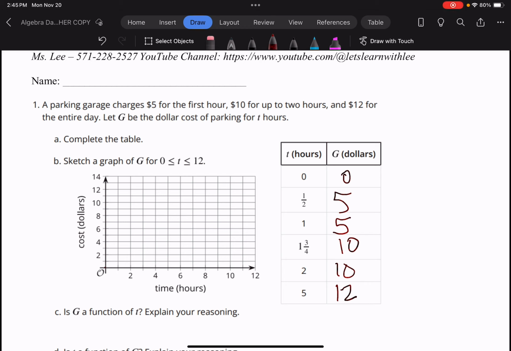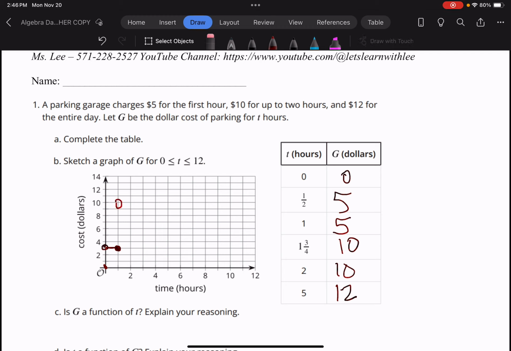All right, so I'm first going to be looking at 0, 0, right? That's how much it's going to cost if I don't park at all. And then from that point on, after 0, up until 1 hour, it's going to be $5. So that is going to be including this point up into here, okay? Now, then next after that, I'm going to be looking from 1 hour to 2 hours. At 1 hour, it's going to cost me $5.